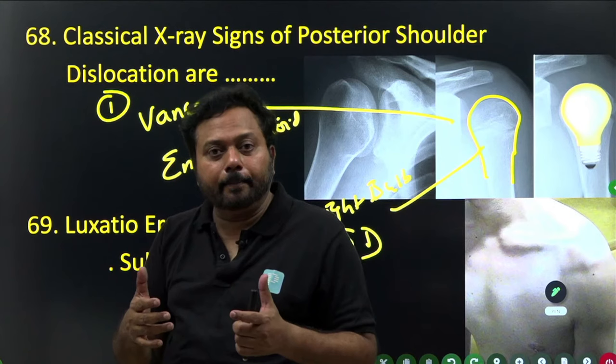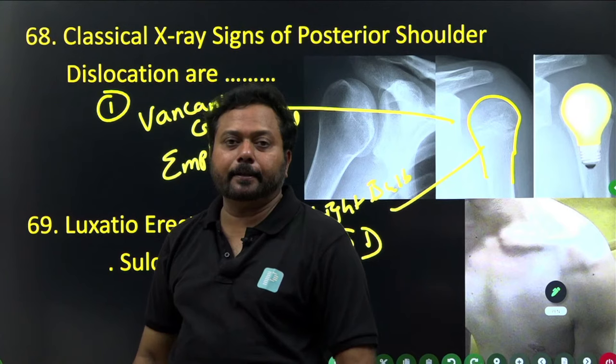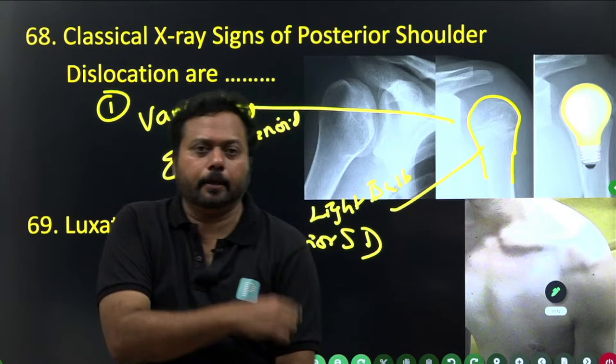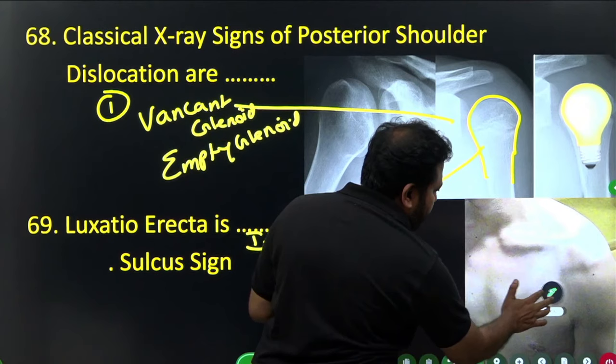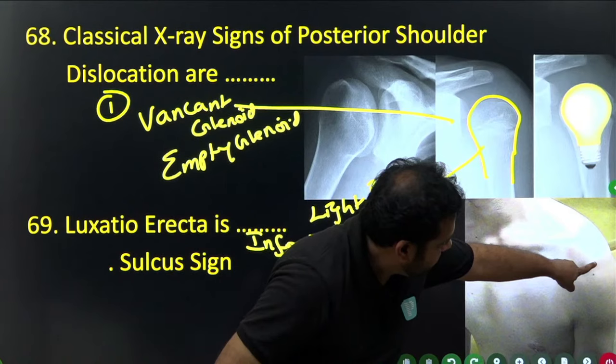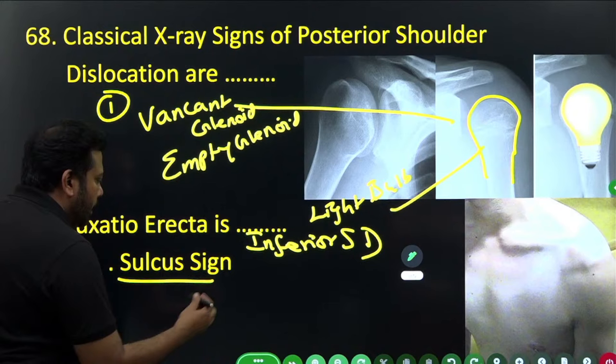In inferior shoulder dislocation, only one test is there. You make the patient like this, ask him to flex the elbow, and just pull the elbow down. If it's an inferior shoulder dislocation, you can see a groove-like thing formed here. A dimple-like thing, a groove-like thing, that is called the sulcus sign. The only named sign of inferior shoulder dislocation is the sulcus sign.